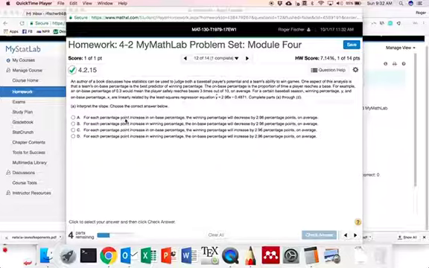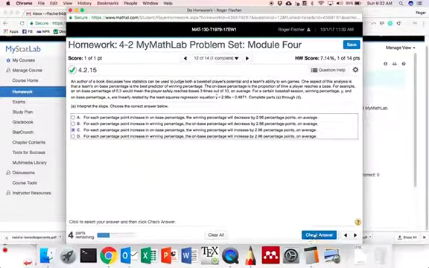So let's look: for each percentage point increase in on-base percentage, the winning percentage will decrease. No, that's not right. For each percentage point increase in on-base percentage, the winning percentage will increase. On-base percentage is the predictor. Winning percentage is the response variable. Choose C. That is correct.